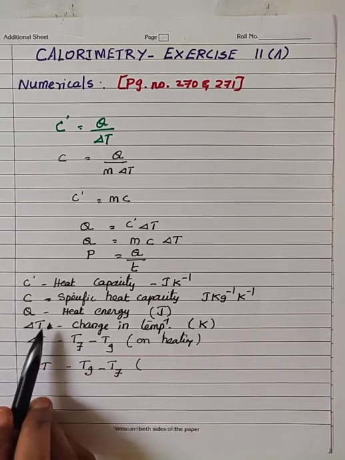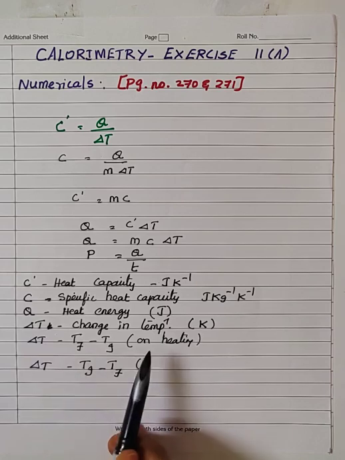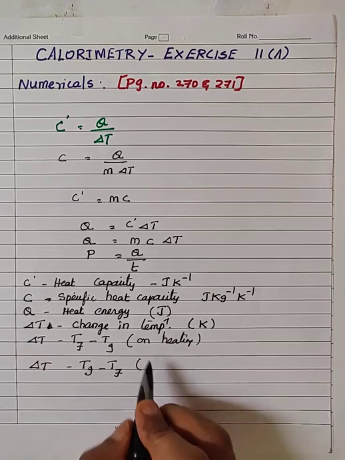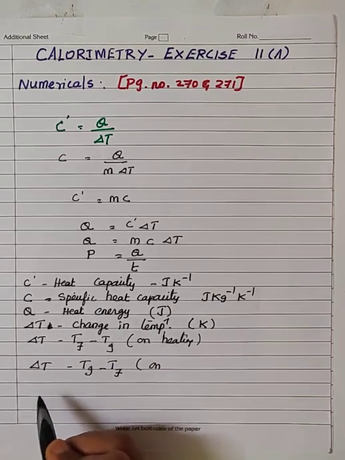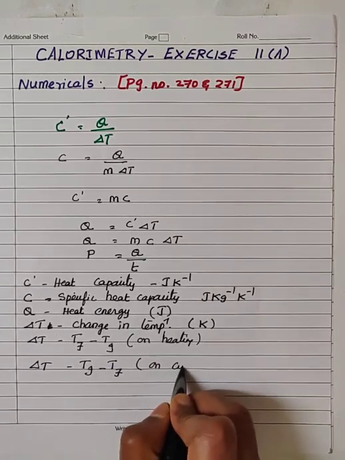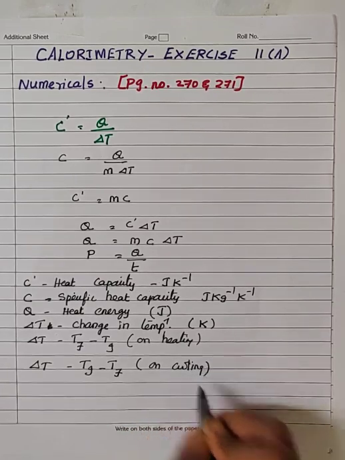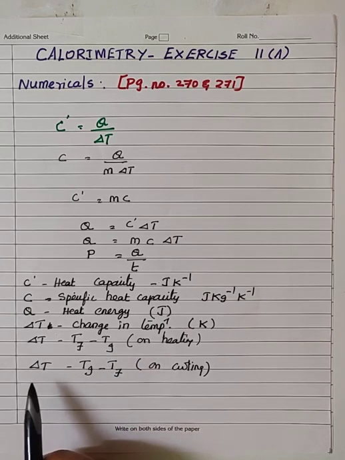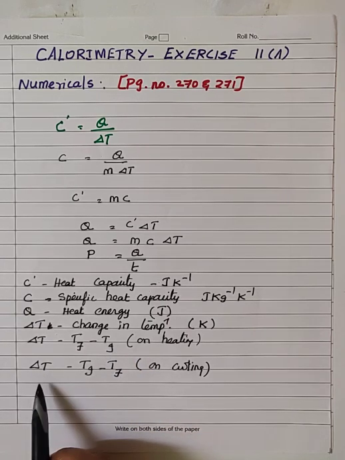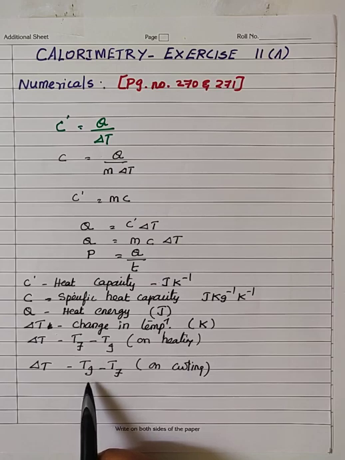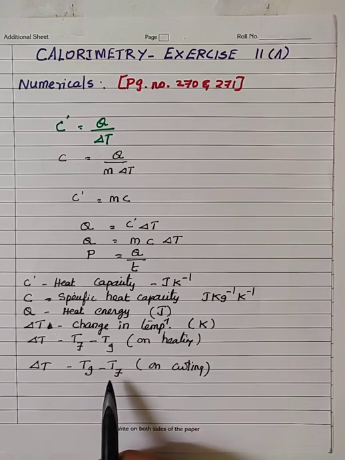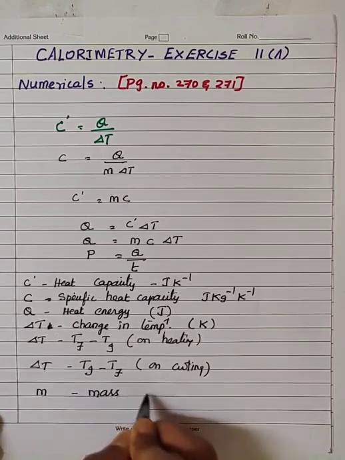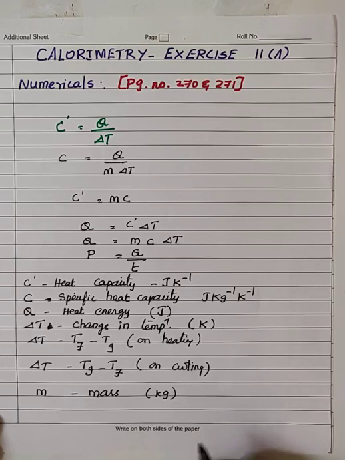So delta T generally represents change in temperature. On heating we call delta T the rise in temperature. On cooling delta T represents fall in temperature. So if delta T represents rise in temperature, then it is final temperature minus initial temperature. If delta T represents fall in temperature, then the expression is initial temperature minus final temperature. Then M represents mass of the substance. The SI unit of mass is kilogram.